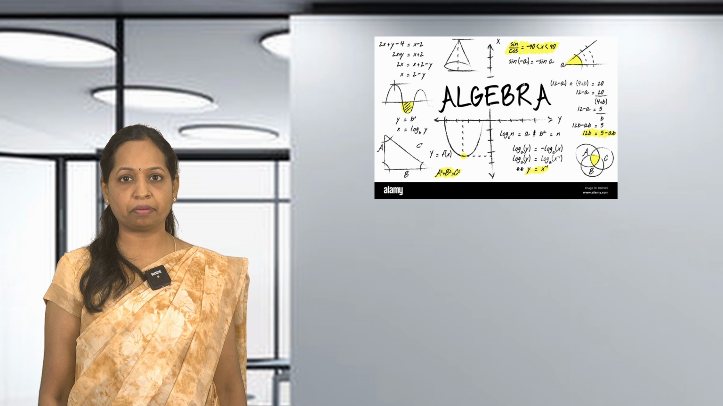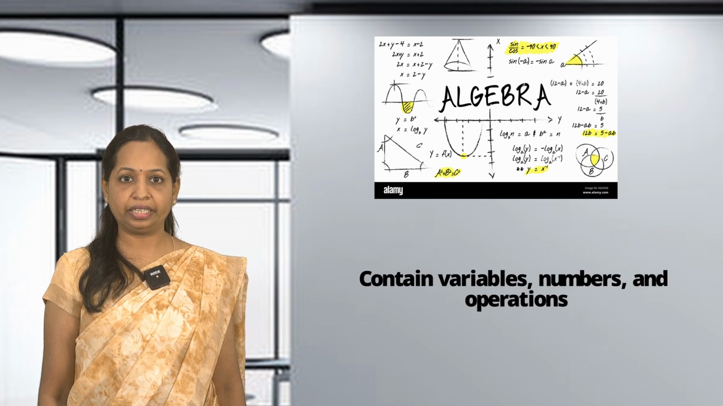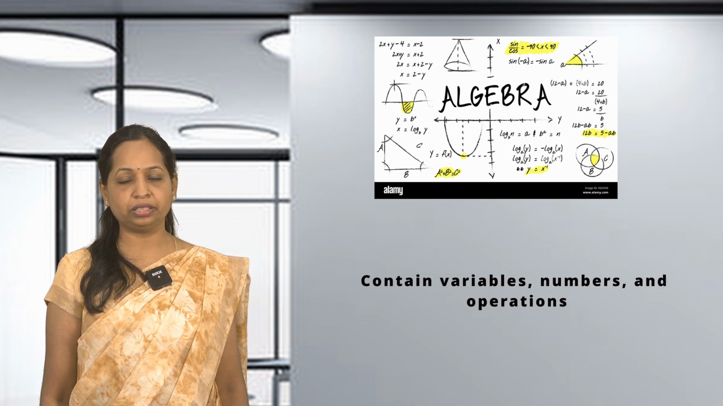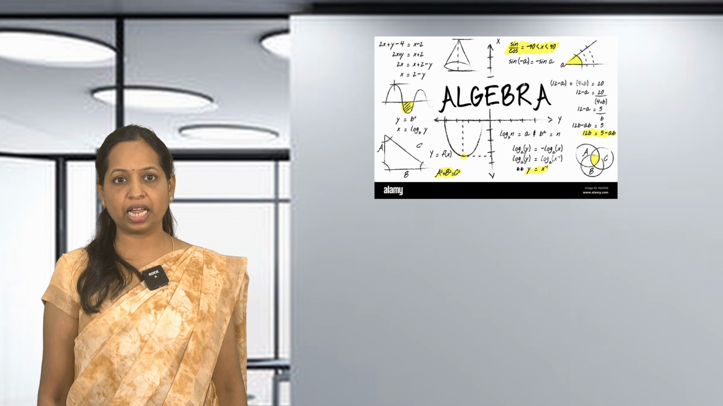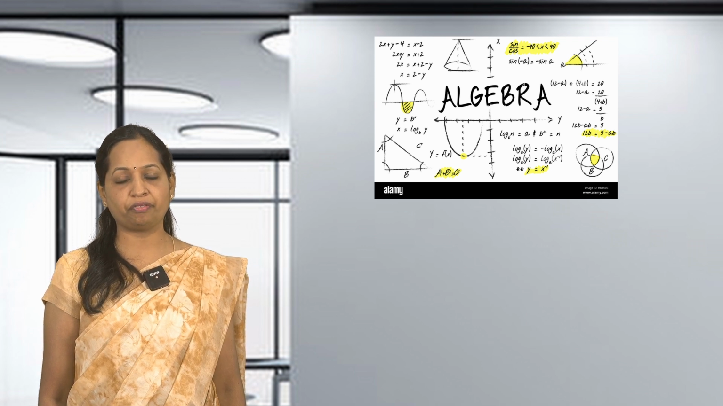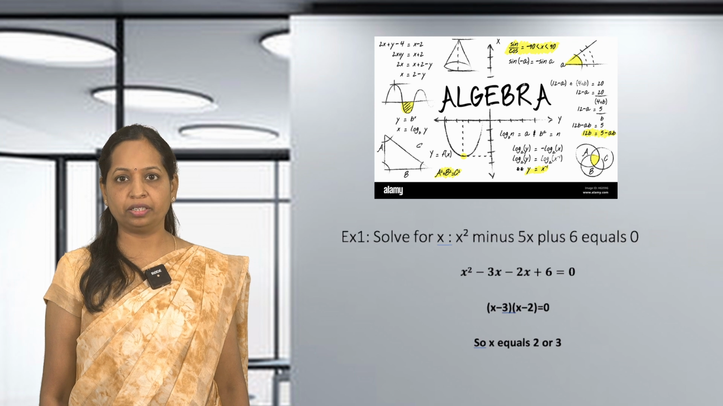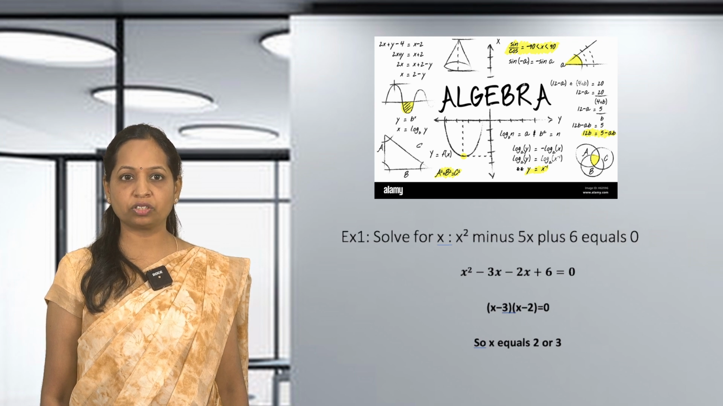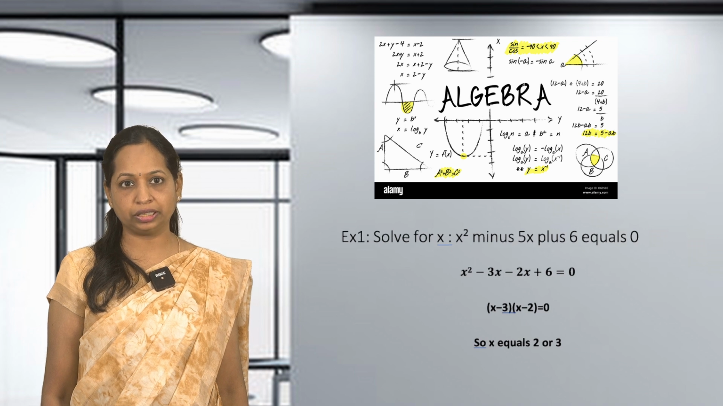Algebraic expressions are mathematical phrases that contain variables, numbers, and algebraic operations. For example, 3x plus 5 is an algebraic expression. In such expressions, x is a variable, 3 is the coefficient, and 5 is the constant term. Example 1. Solve for x: x squared minus 5x plus 6 equals 0.